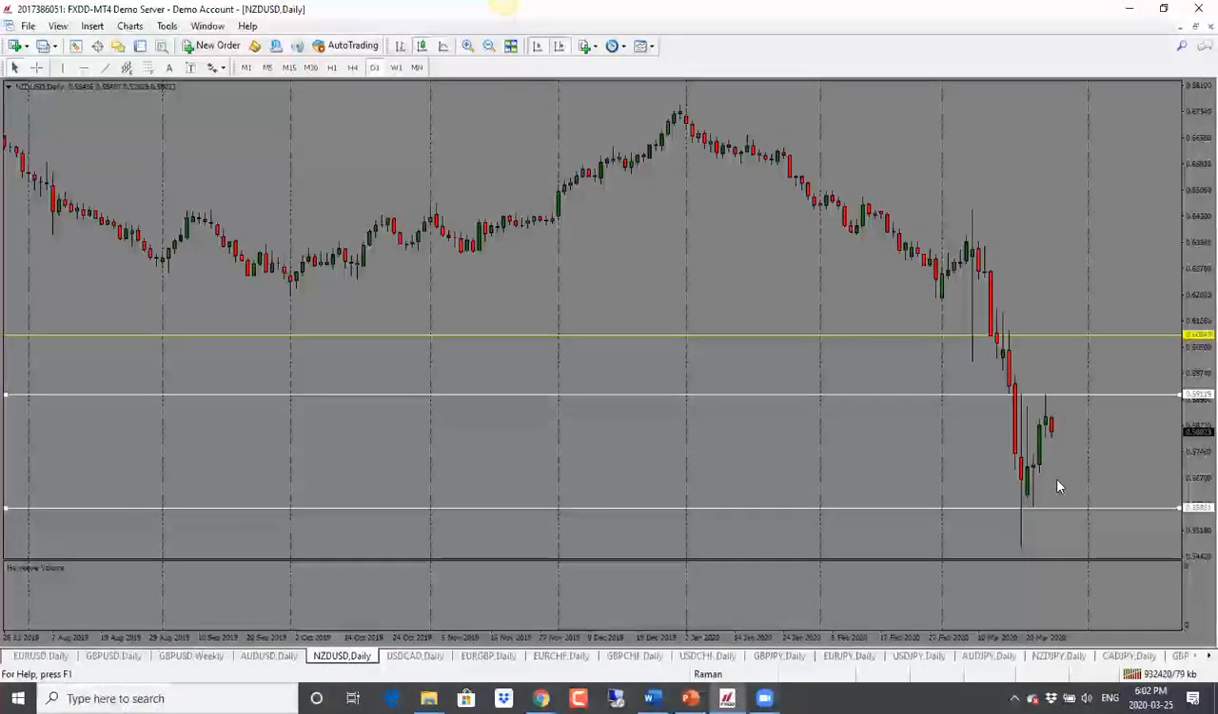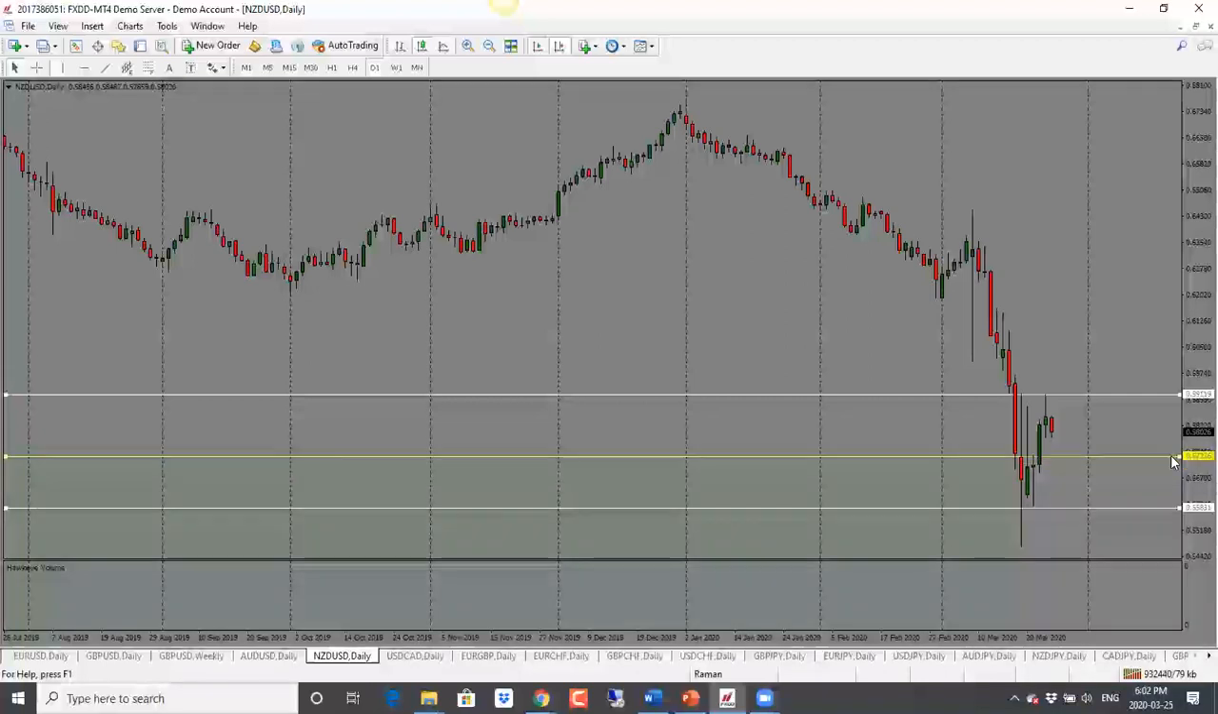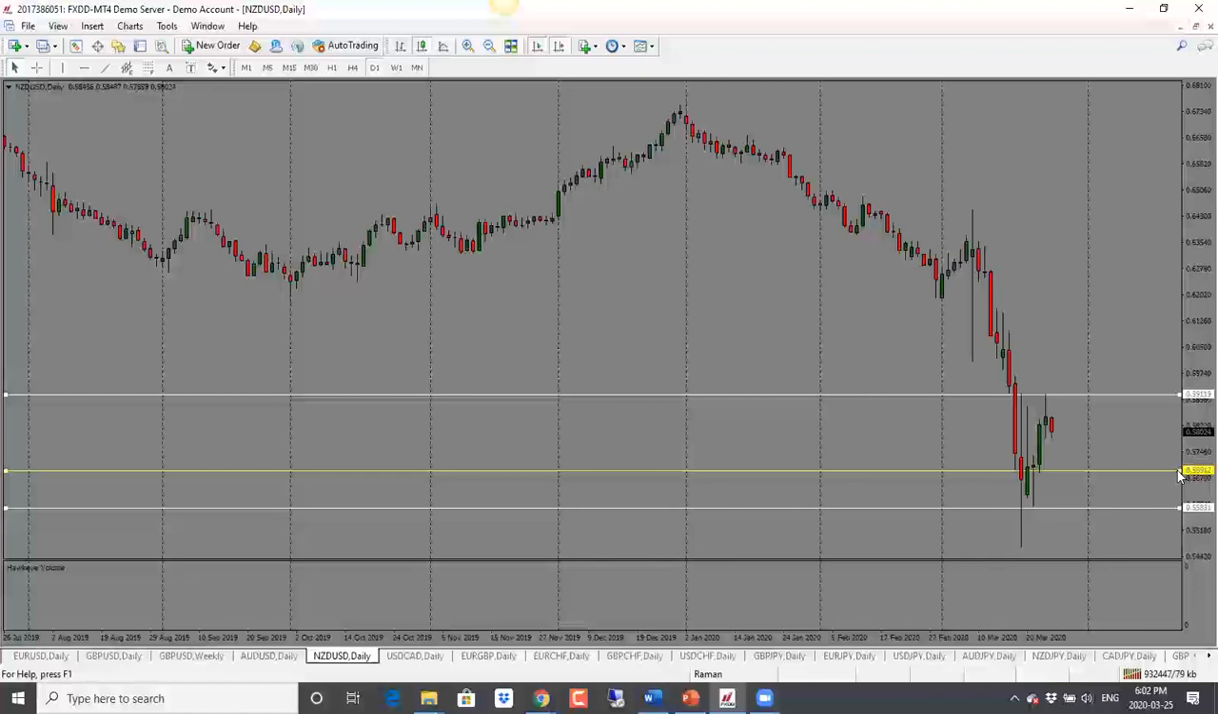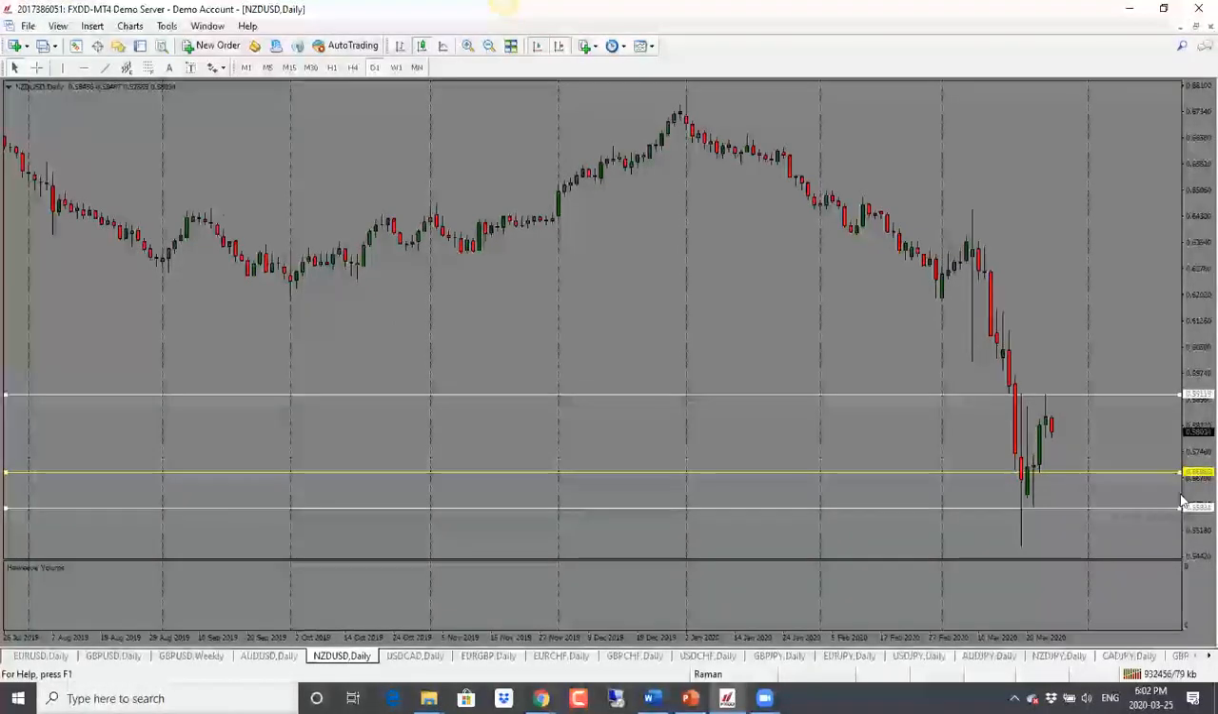Same thing here for New Zealand dollar as well. We do have a pin bar here, a big pin at the top, which shows a rejection of that level. So now I'm looking for price to drop. First target would be 0.5730, and even potentially into 0.5680 and then 0.5580. So bias here is bearish for New Zealand dollar.